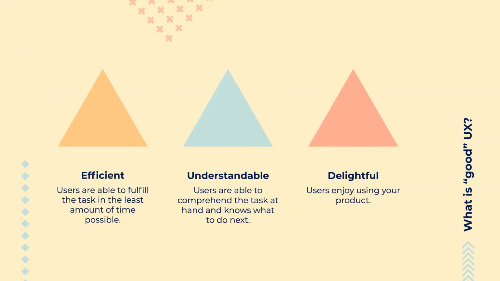And in order for you to build a good UX, these three things have to be true: efficiency, understandability, and delightfulness. When you talk about efficiency, you're saying that users are able to fulfill the task in the least amount of time possible. We all agree that saving time is sexy. You have to help users to accomplish their task without friction and unnecessary steps.